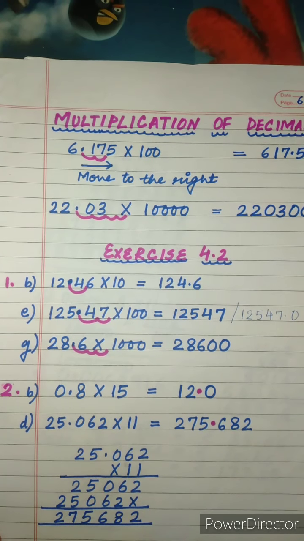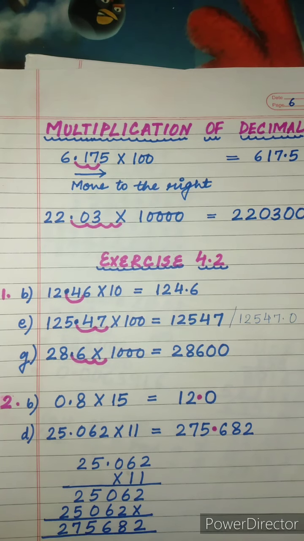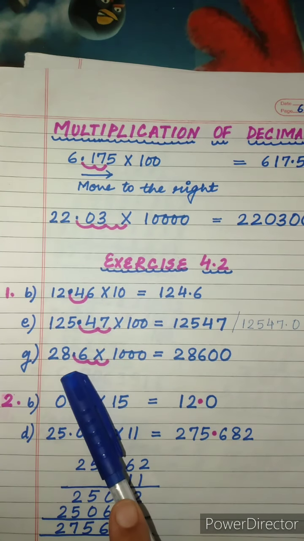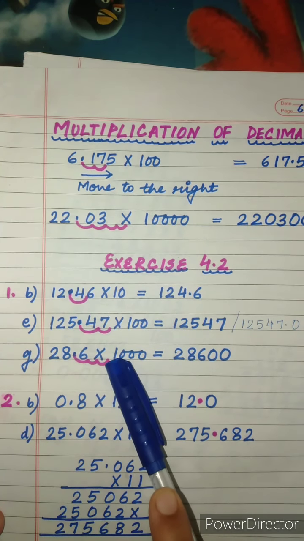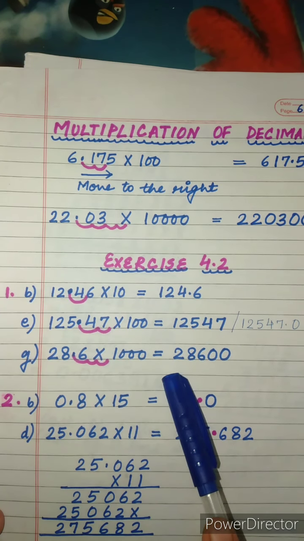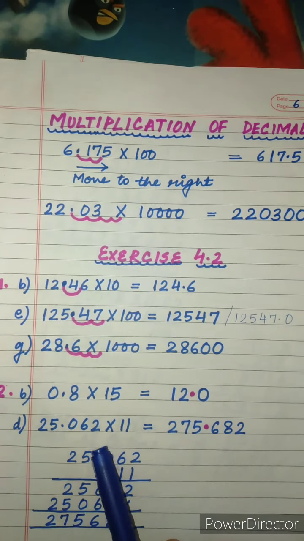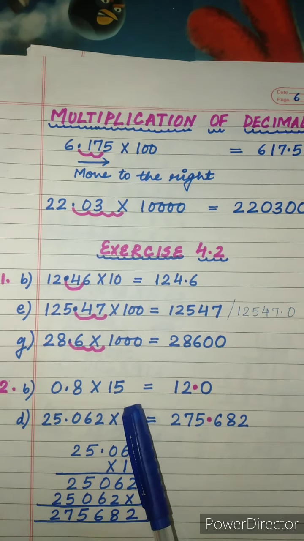Then next, 28.6 into 1000. That is 3 places we have to move our decimal, so we can write 28. Start moving your decimal, 1, 2, 3. So you're going to put 2 zeros as well. So that will make it 28,600.